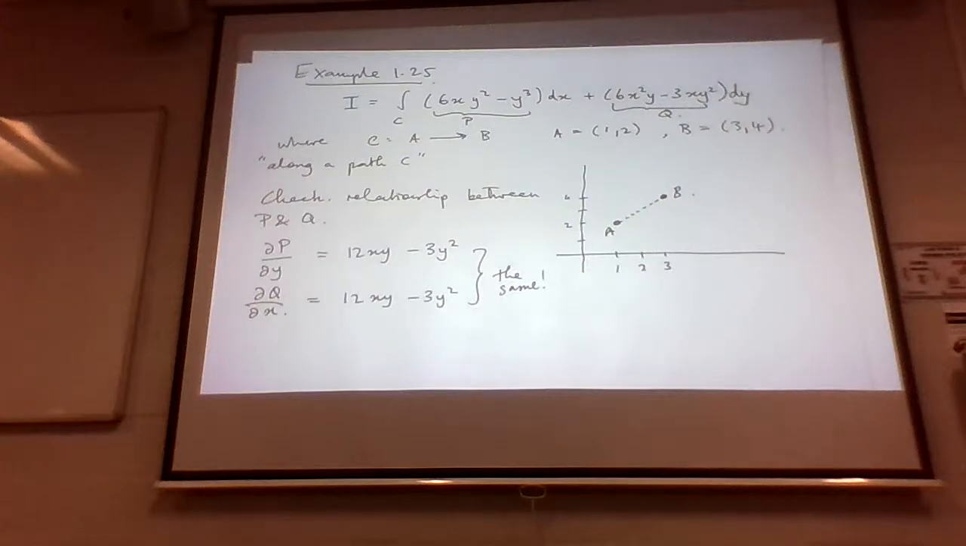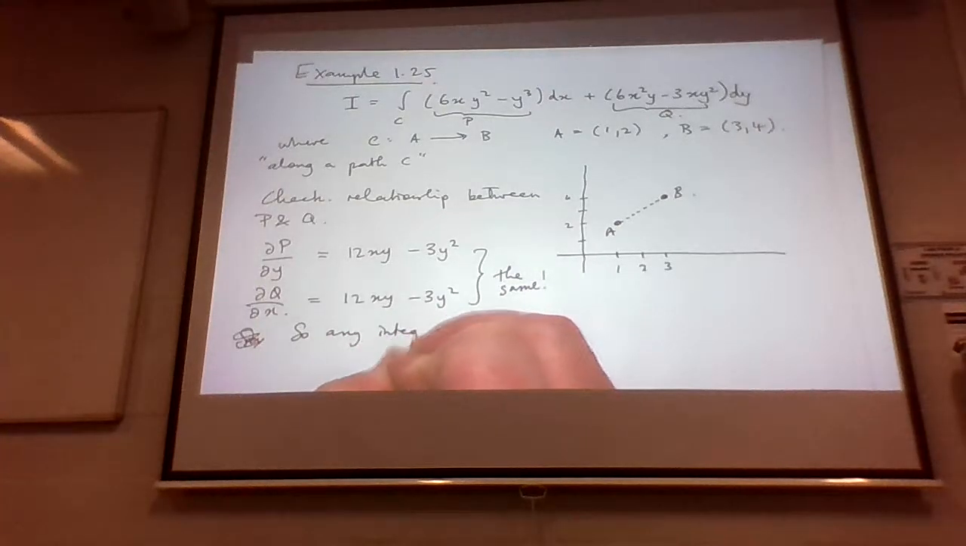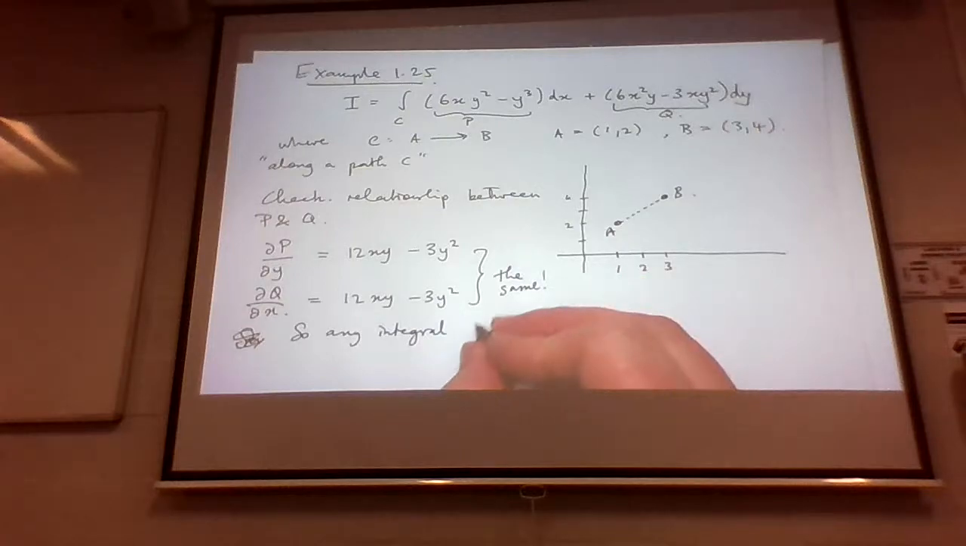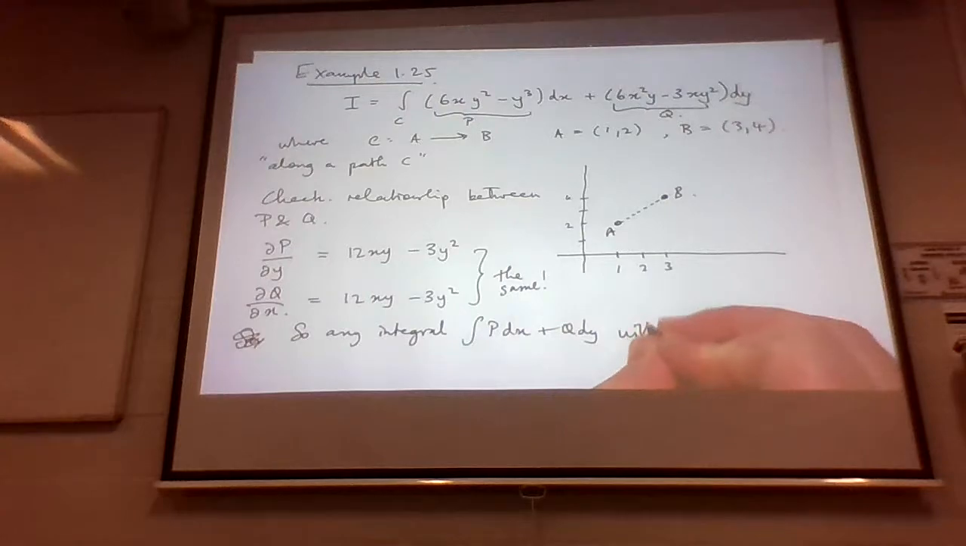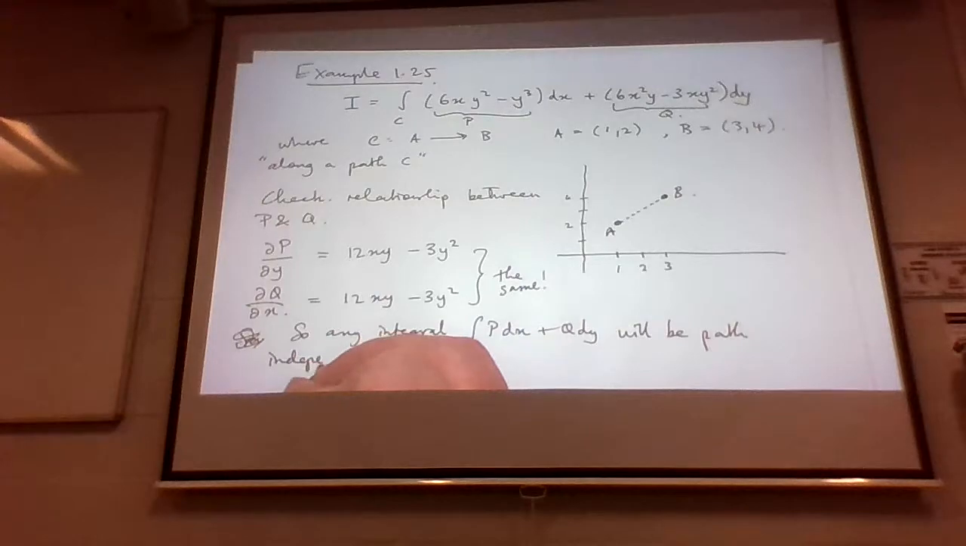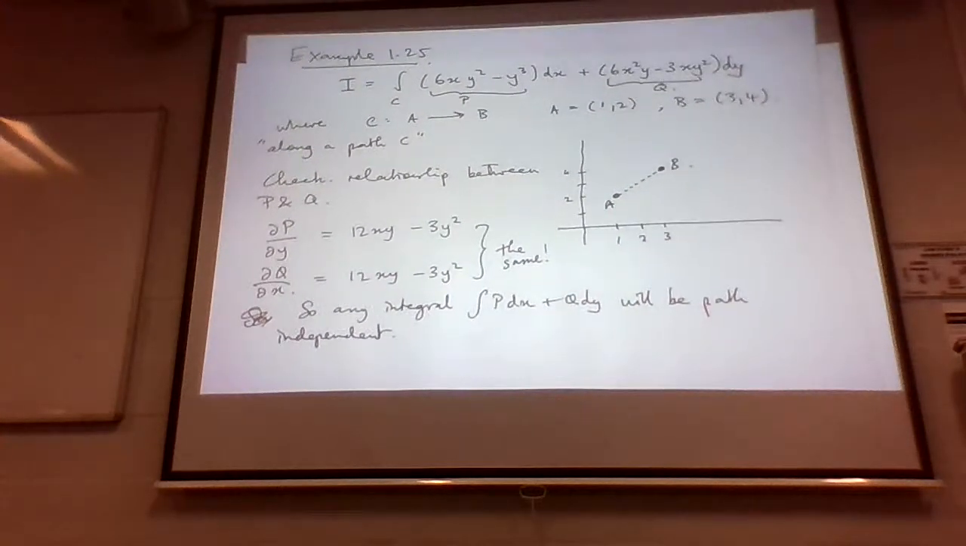So this is the criterion for path independence. Any integral of p dx plus q dy will be path independent, meaning it doesn't matter what path we take from whatever starting point to whatever ending point. As long as those 2 points are the same, any path between them will do.